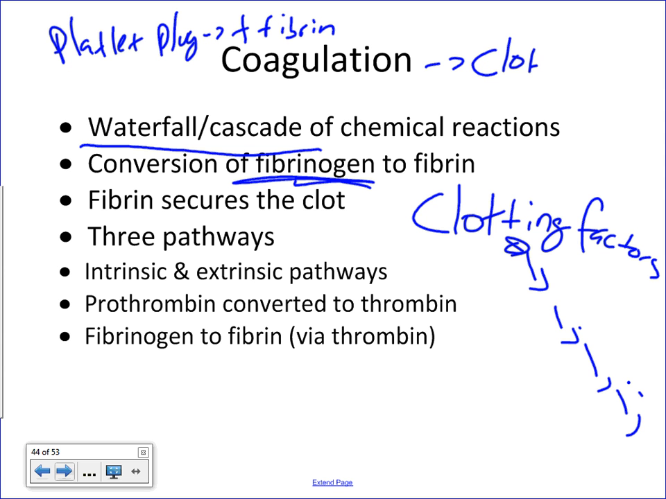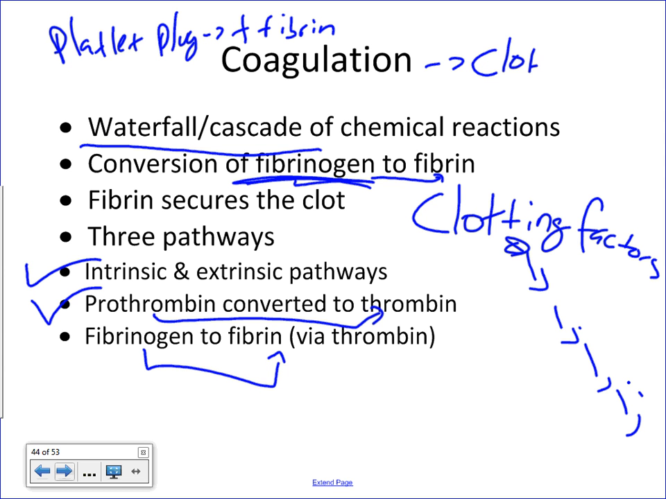Okay, and basically all these steps you're going to see here are all about one thing: getting fibrinogen and converting it into fibrin. There are essentially three separate pathways in which all these processes occur. There is the intrinsic and extrinsic pathways, the conversion of prothrombin into thrombin, so the conversion of one protein into another enzymatic form, and then the conversion of fibrinogen to fibrin. Thrombin is the enzyme that does this.